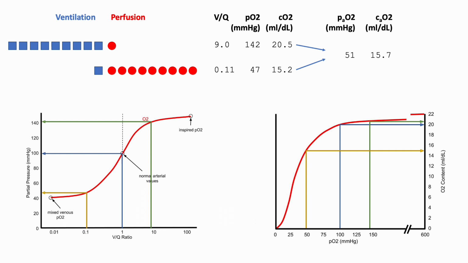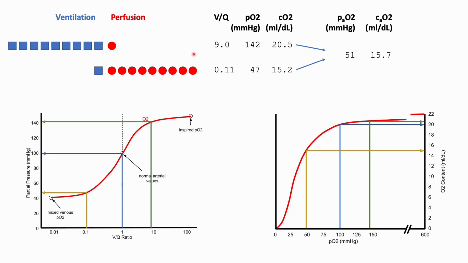I can very easily point out my issue with this argument by saying, well, in VQ mismatch, there are high VQ units, which are similar to alveolar dead space. They have a high PO2, and hence augment the oxygen content in arterial blood and cause hyperoxemia. So the logic in both of those arguments isn't incorrect. The problem is that they ignore the flip side of the coin.